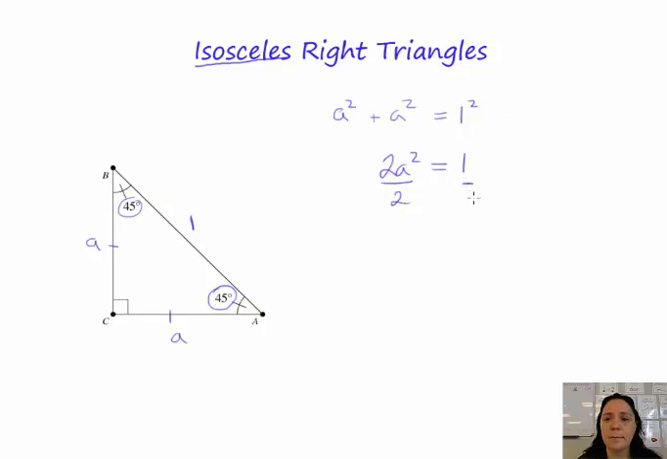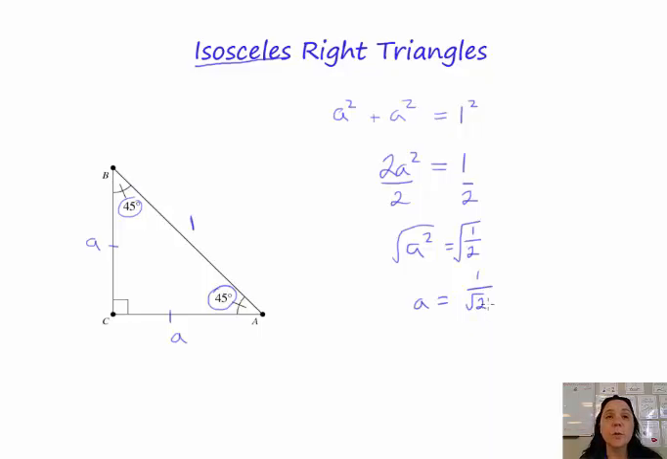I'm going to divide both sides here by 2. I have A squared is equal to 1/2. So now I'm going to take the square root of both sides. And that gives me A is equal to the square root of 1 over the square root of 2, which gives me 1 over the square root of 2.